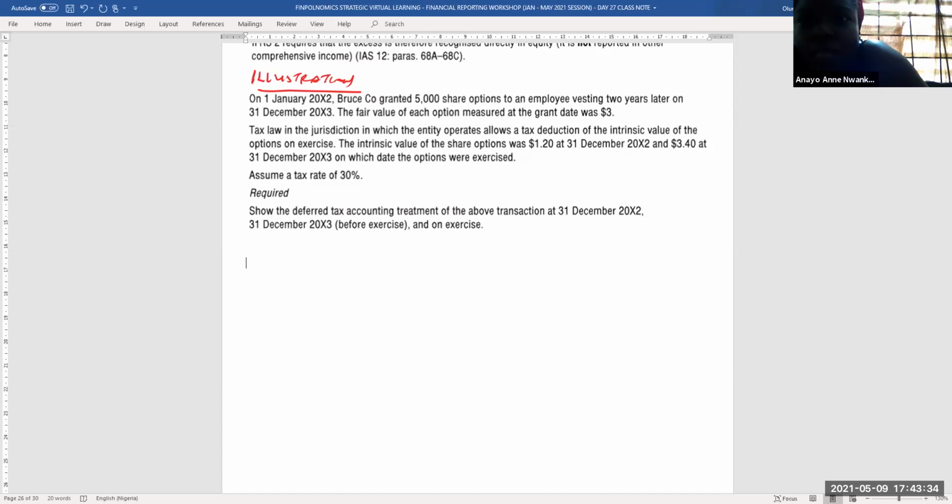Assume a tax rate of 30%. Required: show the deferred tax accounting treatment of the above transaction at 31 December 20x2 and 31 December 20x3, which is before exercise and on exercise.